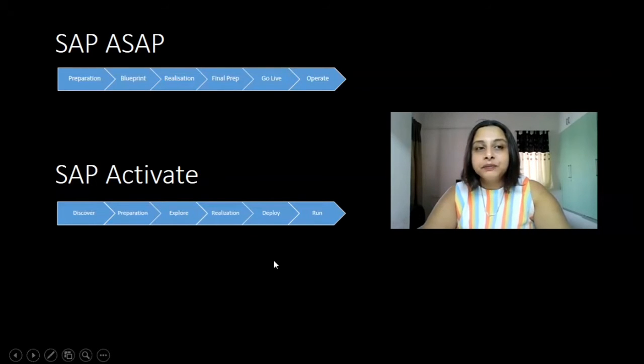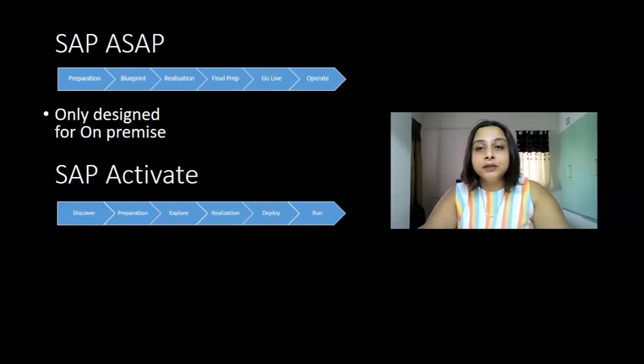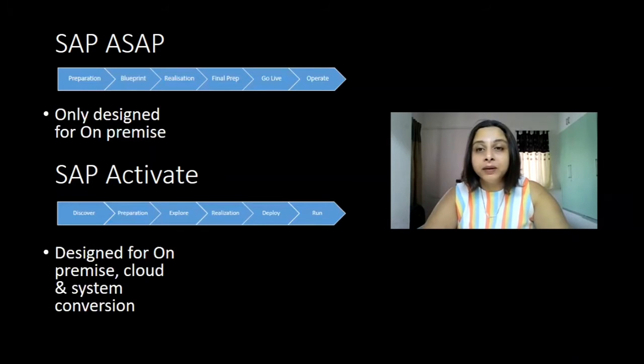Now, as far as differences are concerned, ASAP was designed only for on-premise implementation projects, whereas Activate is designed for on-premise, cloud, and system conversion projects.